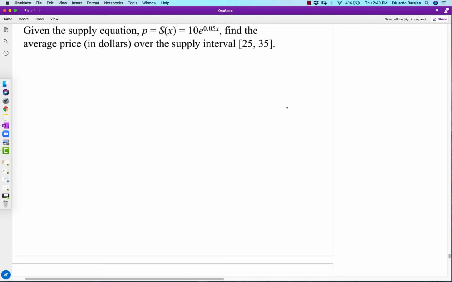Okay, so one last example. Given the supply equation, P equals S of x equals 10e to the power of 0.05x, find the average price in dollars over the supply interval from 25 to 35. Okay, so average price.